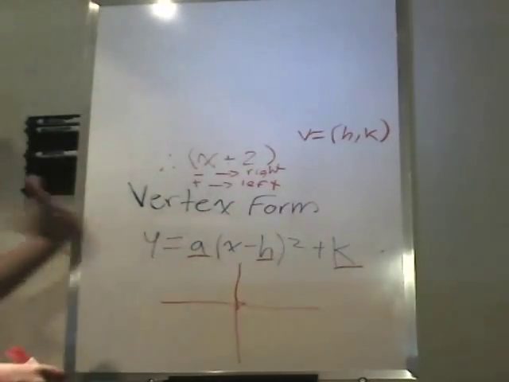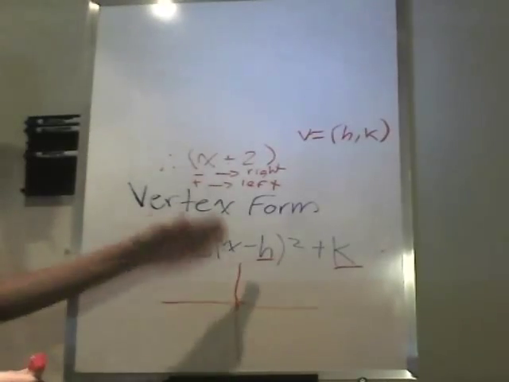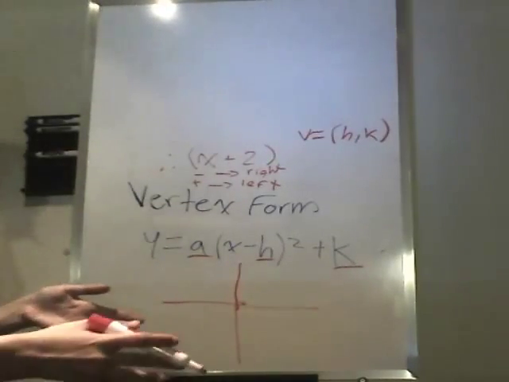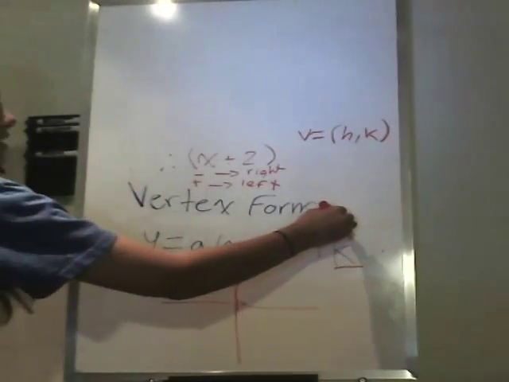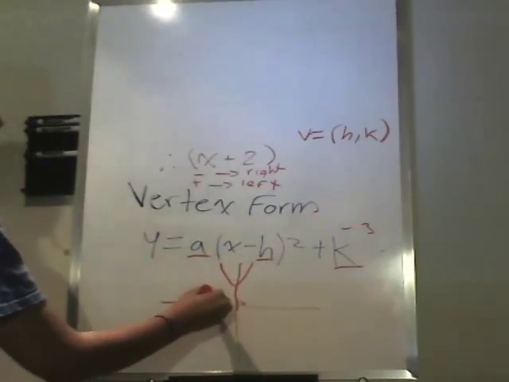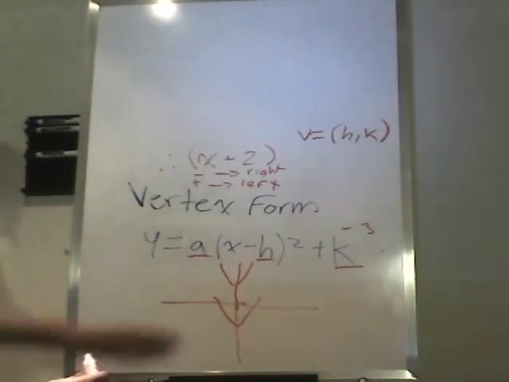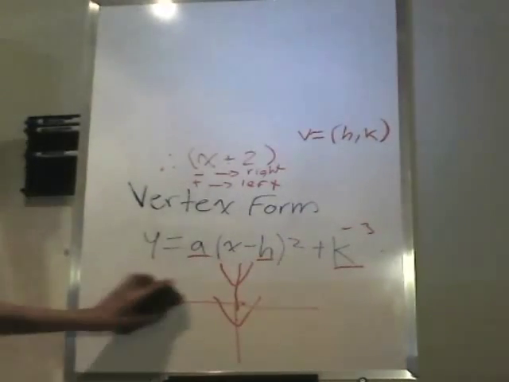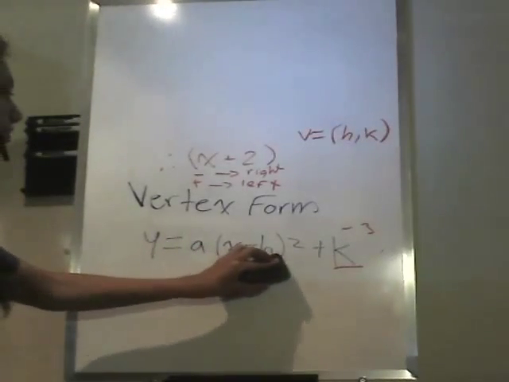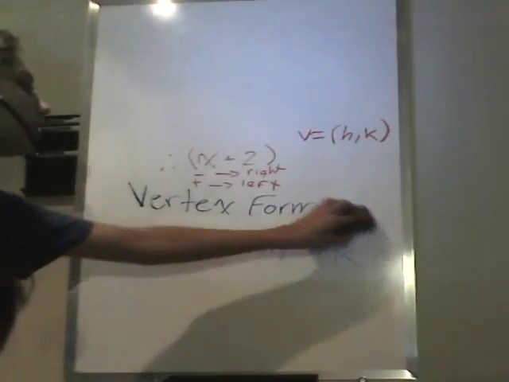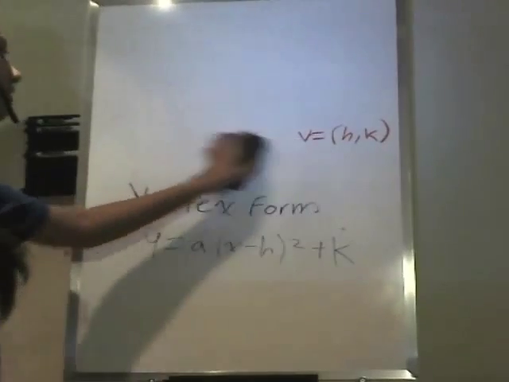Then you have your k, which tells you how your parabola moves vertically, up or down on the graph. So let's say it says -3, you're going to go down by 3 and put it there. So it goes vertically up or down. That's what k tells you. Now that you understand what each variable means, we can go back to graphing. I just need you to be sure about that.